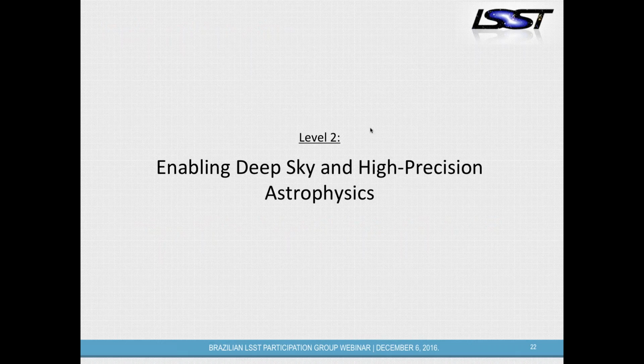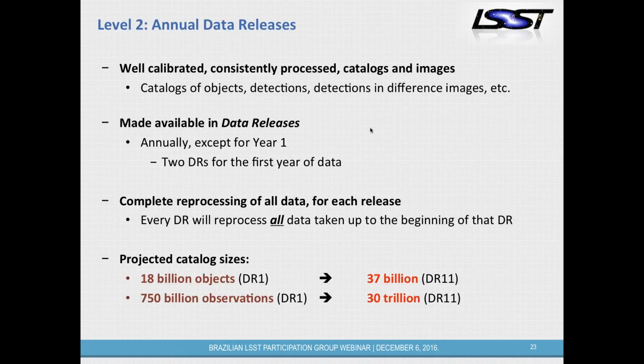If you care more about depth and high precision astrophysics, then what you'll care about are data releases. So, Level 2 data products. Level 2 data products will come annually. They'll consist of well-calibrated, consistently processed catalogs and images. Again, this is very analogous to what you've been used to seeing with DES or SDSS or WISE or any other modern survey for that matter. As I mentioned, they'll be done annually except for year 1. We expect to do 2 data releases for the first year of data.